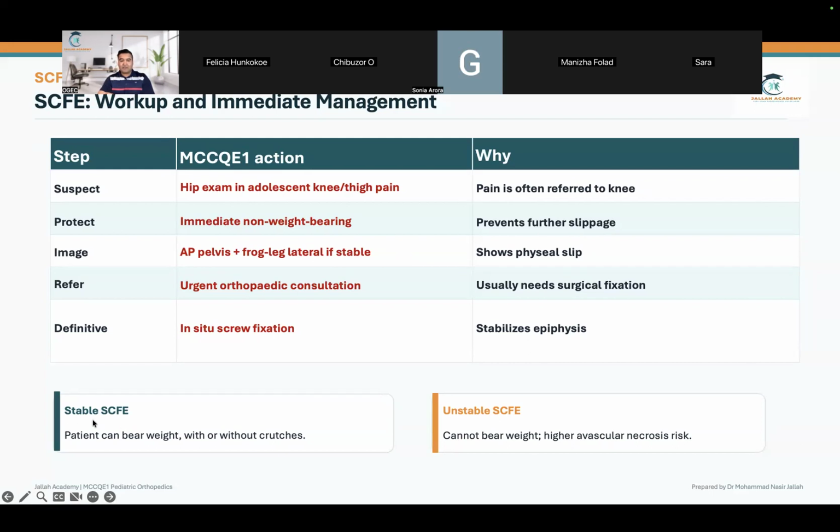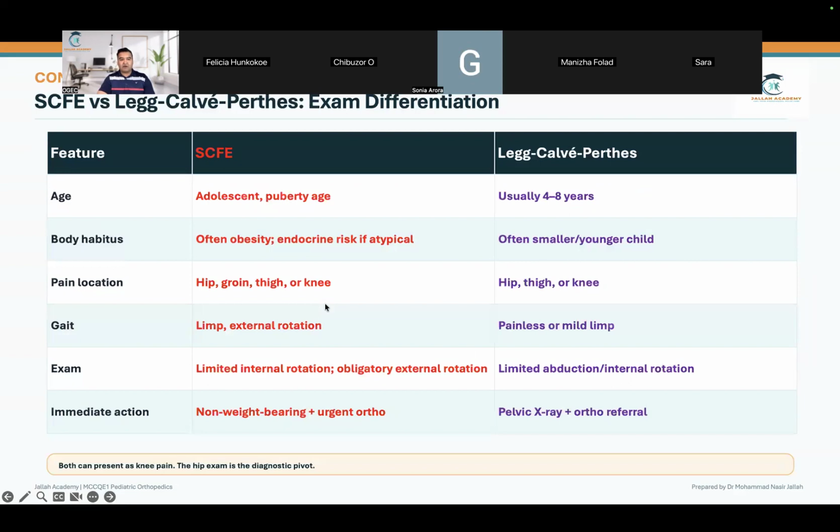If the patient with a slipped capital femoral epiphysis is stable, the patient can bear weight with or without crutches. So this is what they call stable, but still, even if they are stable, it doesn't mean they will be stable forever. Even for a stable one, we ask them not to bear weight on the affected side. So unstable is they cannot bear weight, and the chances of avascular necrosis are very high.